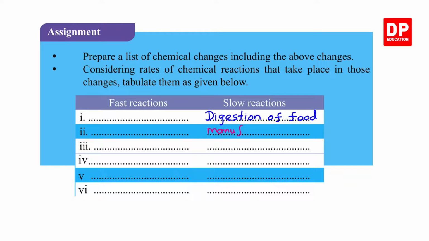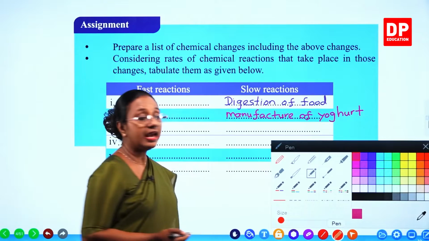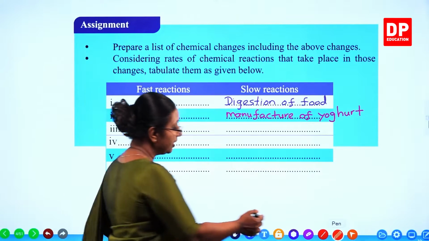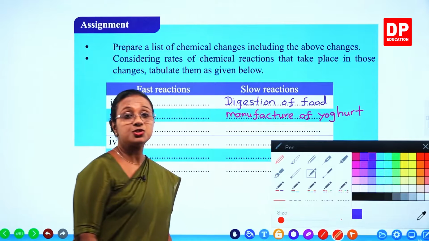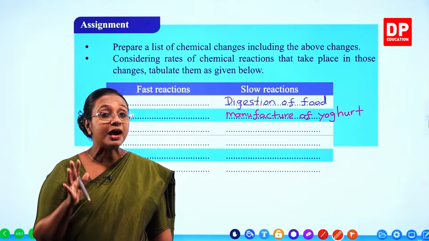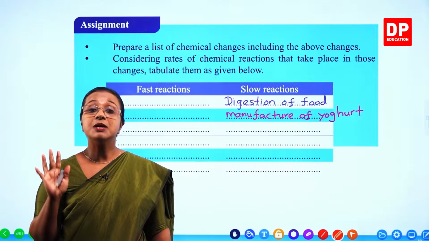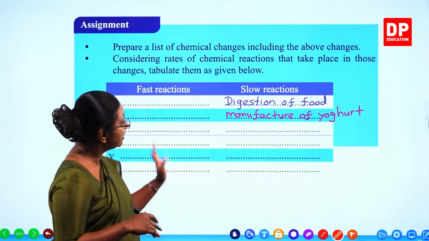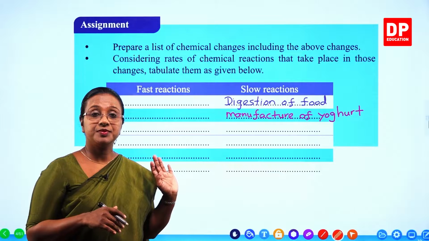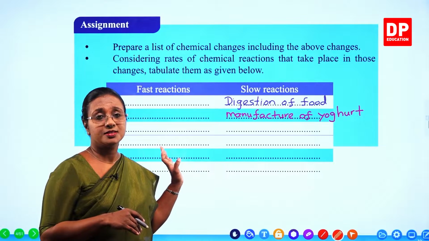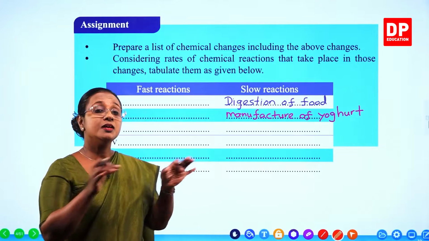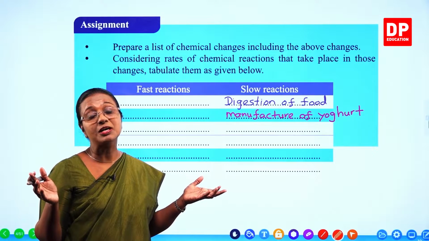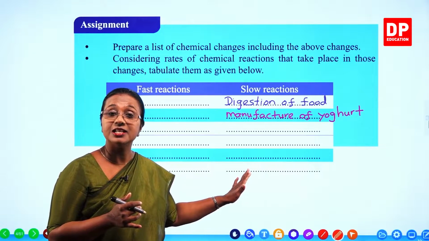Manufacture of yogurt. Then we had burning of firewood. Now, burning of firewood, is it fast or slow? Compared to blasting of crackers, burning of firewood is slow. But compared to these, what can you say? It is somewhat fast. But it takes a few hours for a splint of firewood to completely burn off. So, it's better we put it under slow reactions.